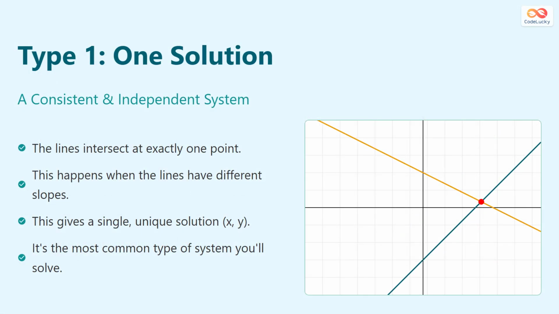The most common scenario is a system with exactly one solution. This happens when the lines representing our equations intersect at a single point. Graphically, this means the lines have different slopes. The system is called consistent and independent.